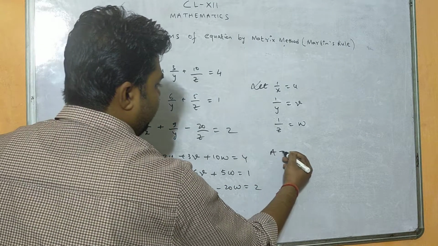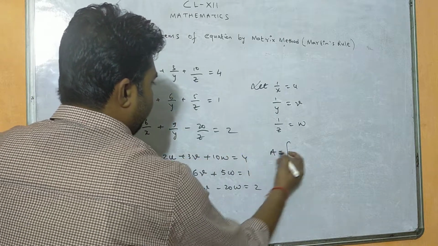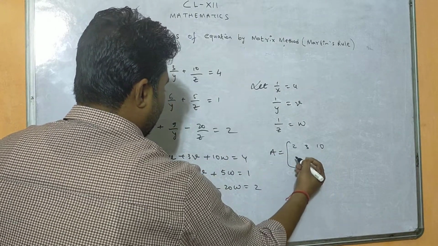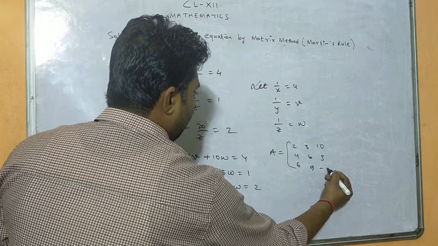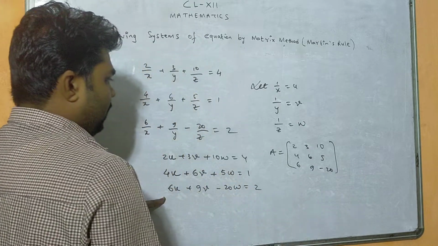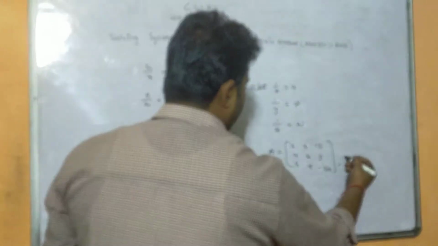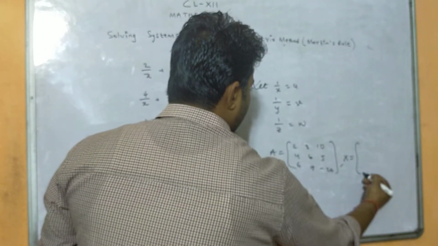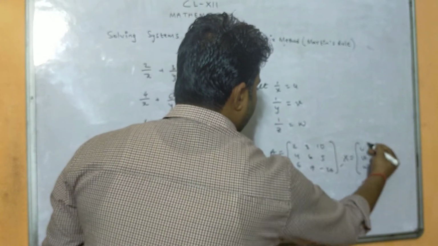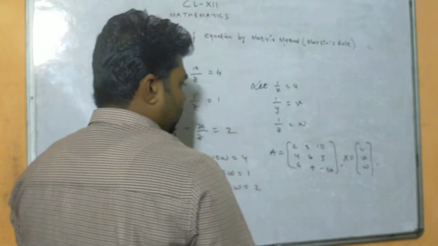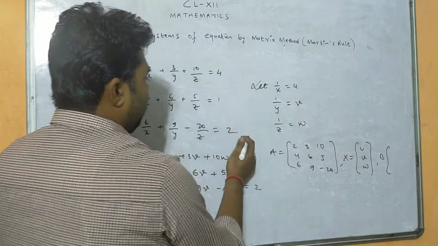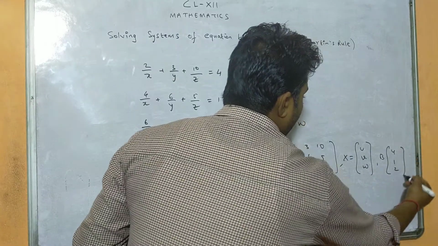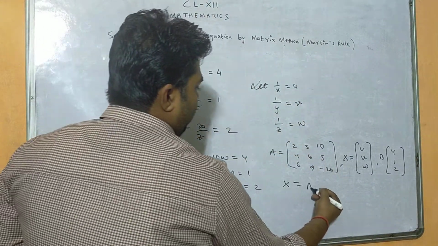Now we will find the matrix A, which will be 2 3 10, 4 6 5, and 6 9 minus 20, right? And what will be our X then? Our X will be u, v, w, and our B will be here 4, 1, 2. So the same method: X is equal to A inverse B.